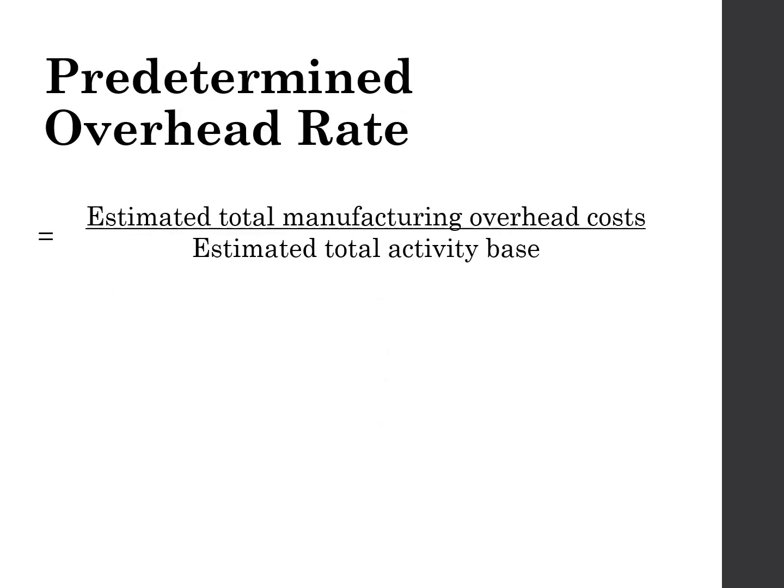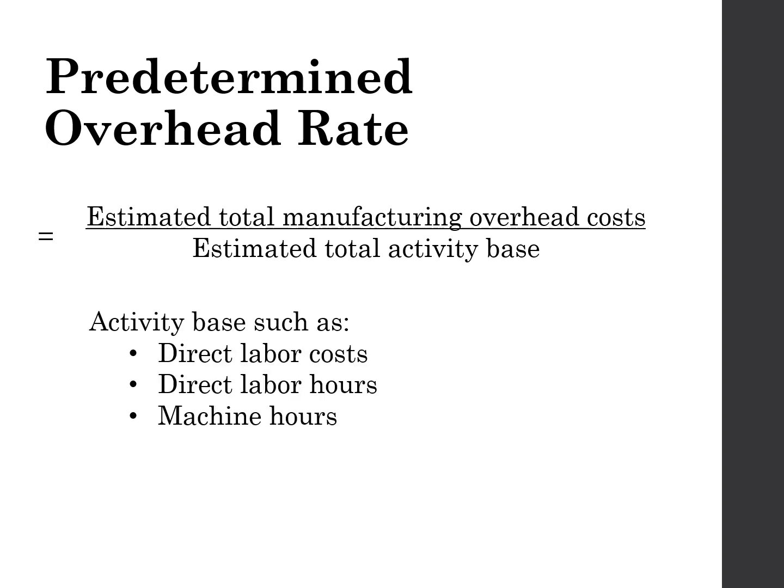The predetermined overhead rate is determined at the beginning of the year. It is computed by dividing the estimated total manufacturing overhead cost for the period by the estimated total activity base. Common activity bases include direct labor cost, direct labor hours, or machine hours. Companies use this rate to assign overhead cost to both work in process inventory and to specific jobs.